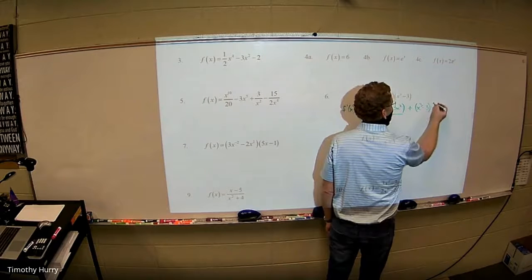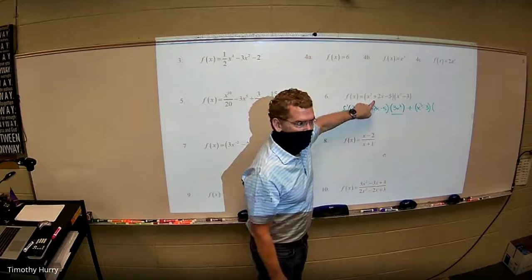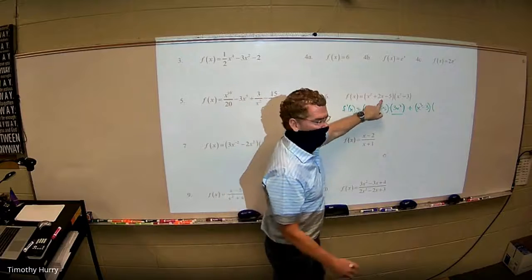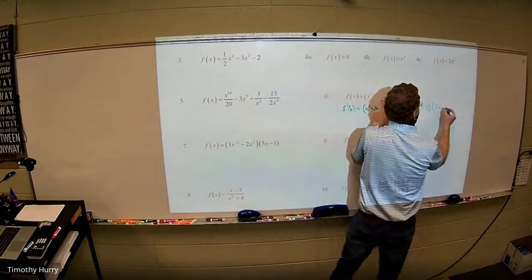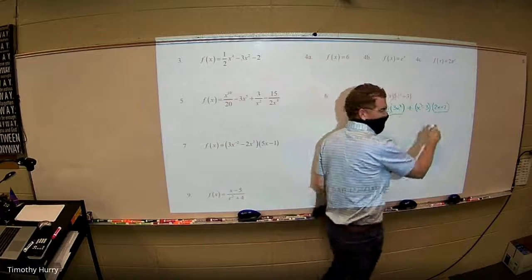And I'm going to go times. And I'm going to go, what's the derivative of the first part? And the derivative of the first part is 2x plus 2. And that goes here. First d second plus second d first, and we're done.